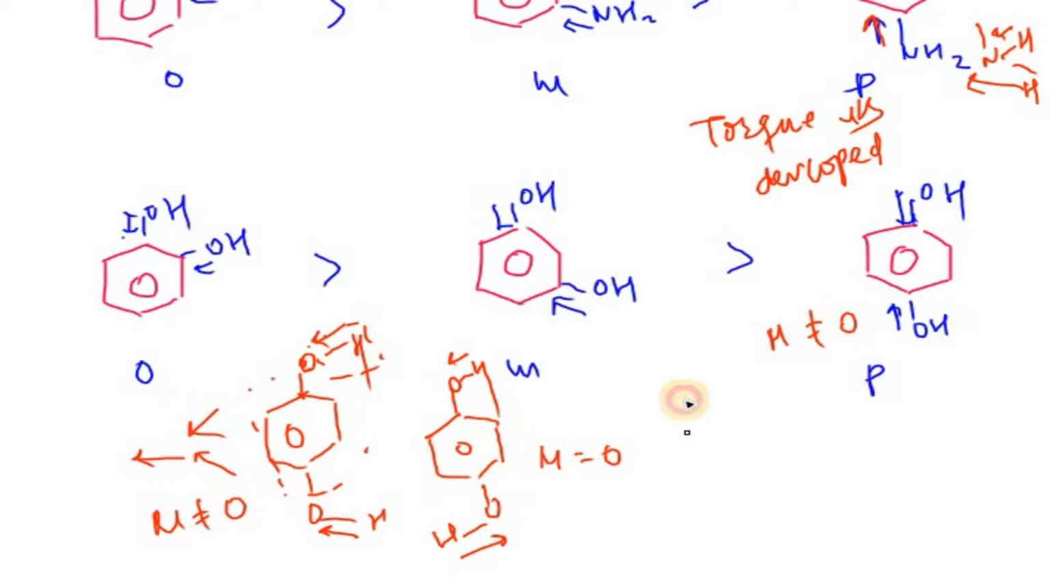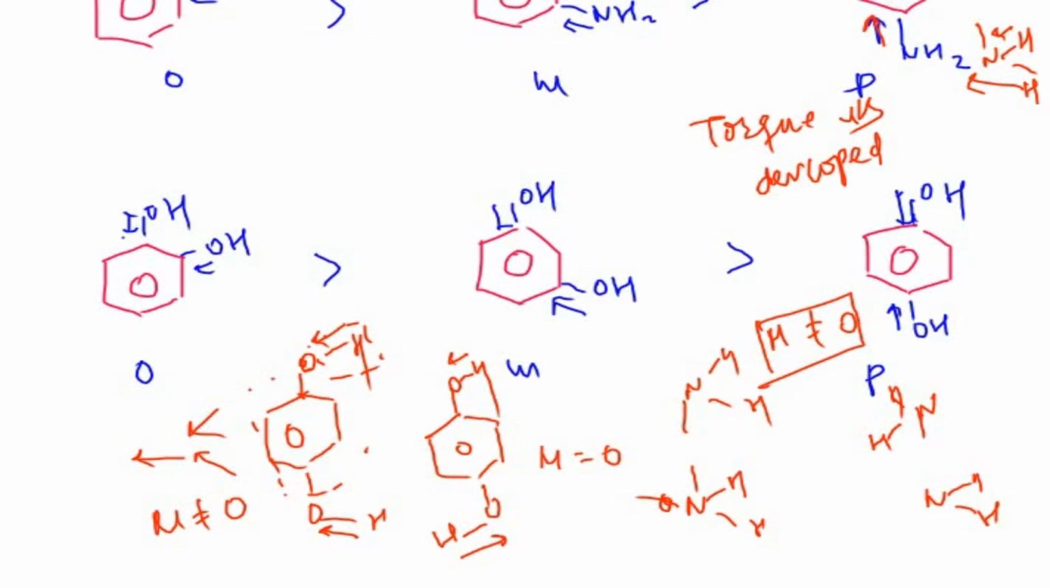Similarly in case of NH2, we have N, one H and one H on this side, and N, one H and one H on this side. Another case is N, one H and one H on this side, and N, one H and one H on this side. So in that case, one of the cases will be there when the dipole moment is not 0, and this is called the torque. This torque is developed, so the dipole moment is not equal to 0. So here also the dipole moment is not equal to 0.